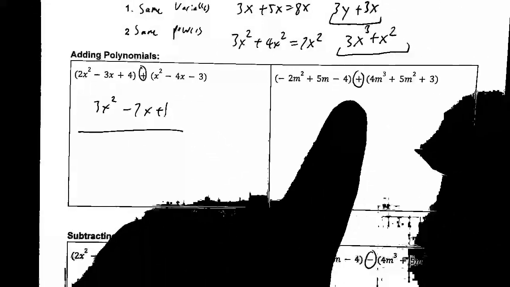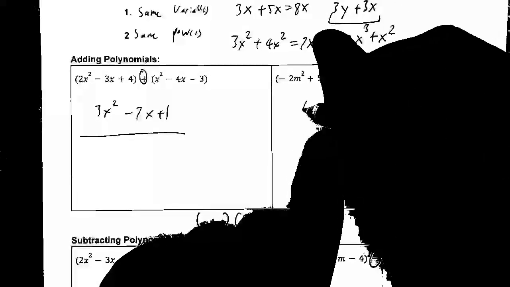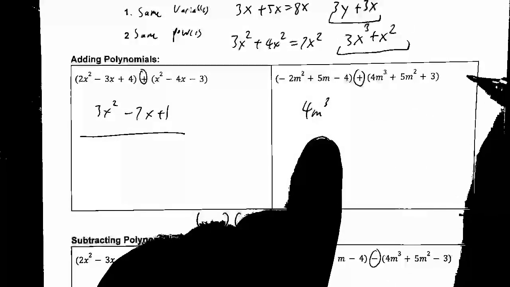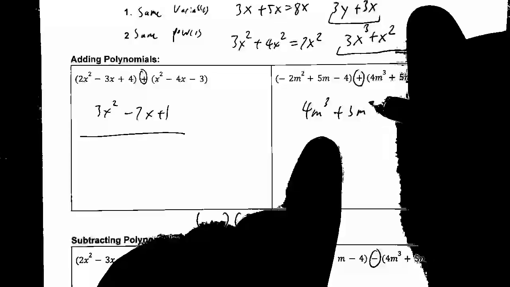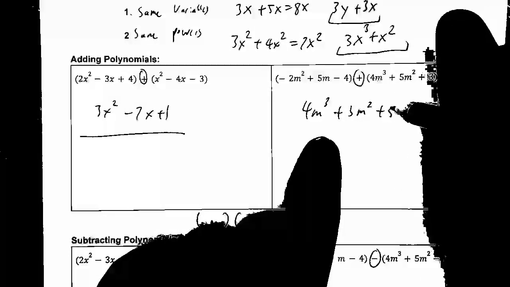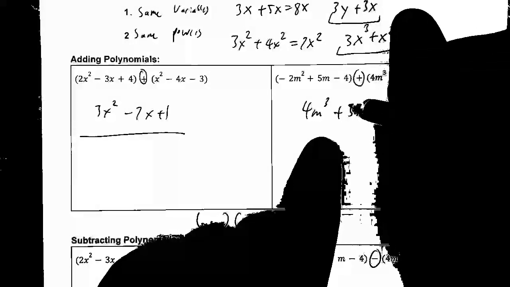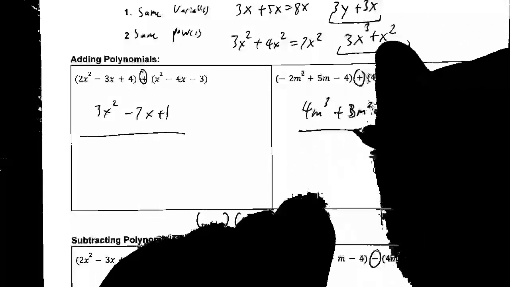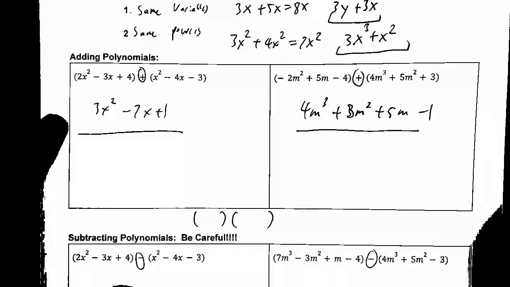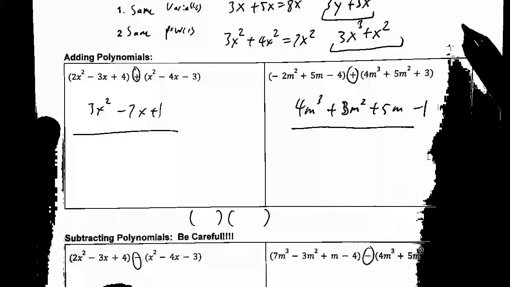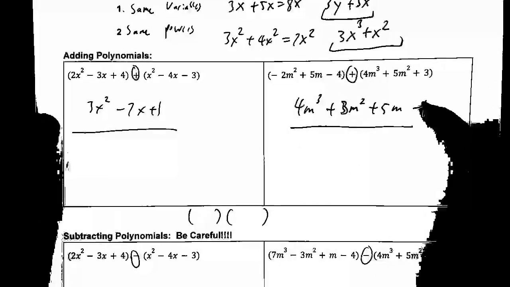Okay, second one. What do we get? 4m cubed plus 3m squared plus 5m minus 1. Good. Do we agree with that? So again, you're only combining terms of the same exponents here.